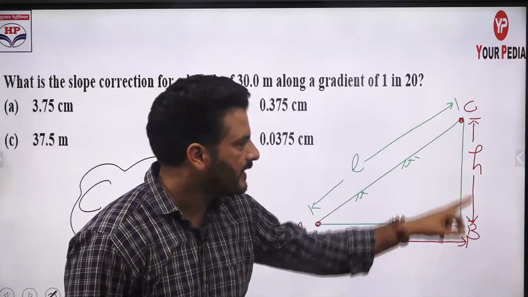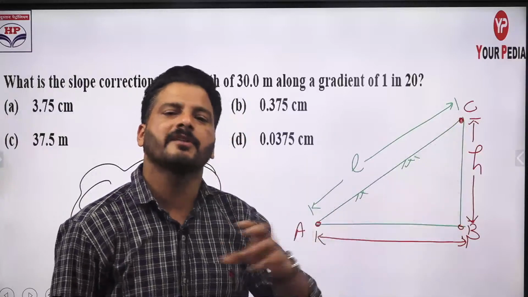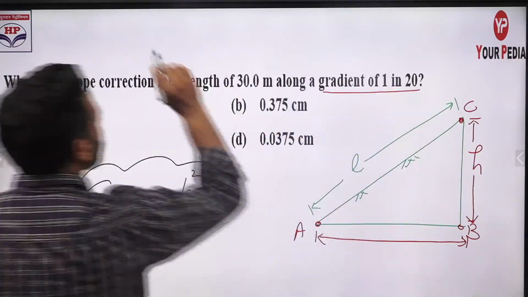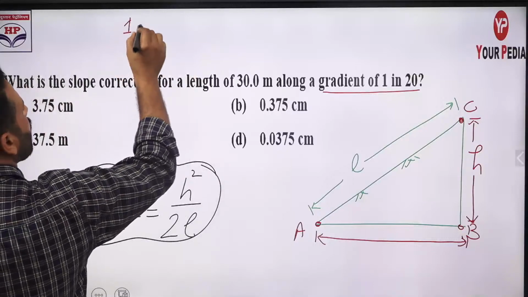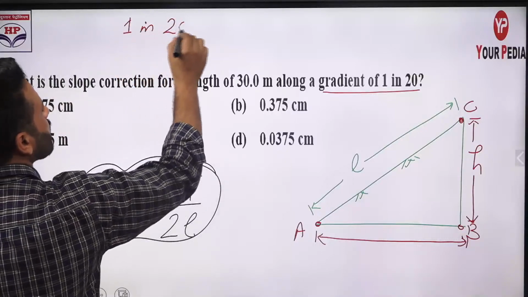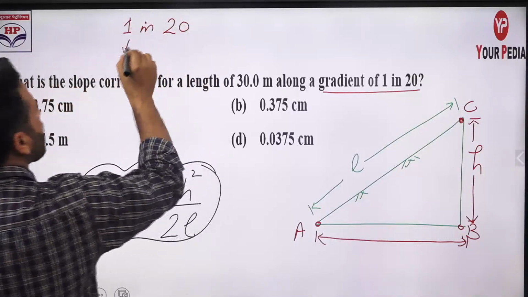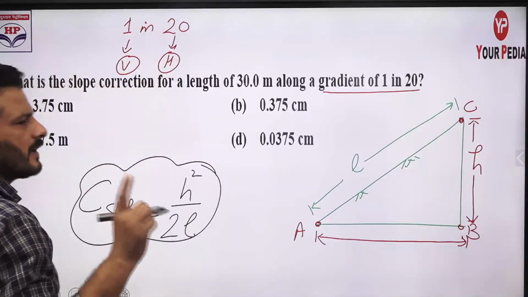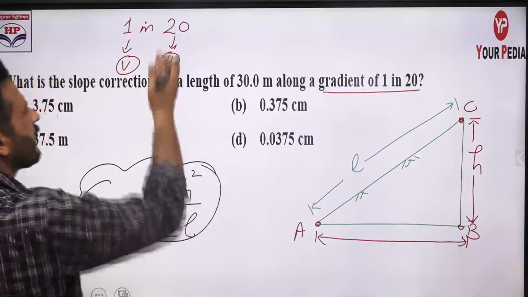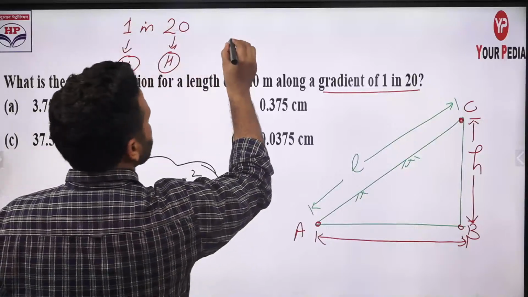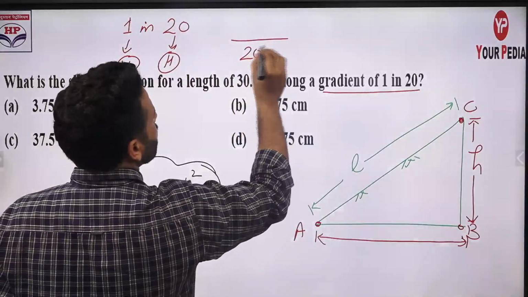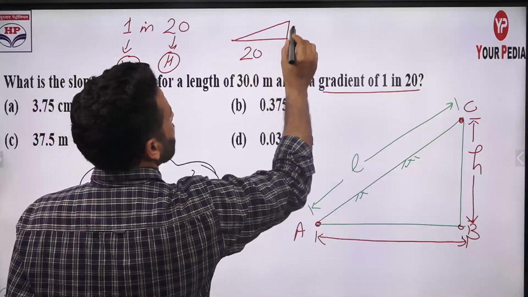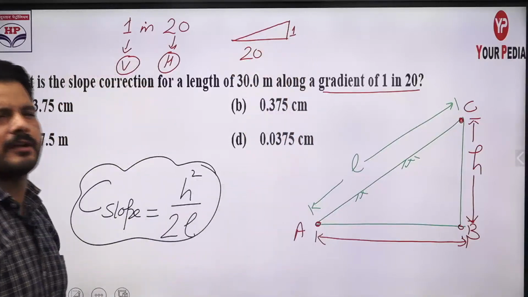What is the level difference between B and C? Let it be small h. The gradient is given in the question. Gradient means the rise or fall along the length of the ground. Gradient always has vertical as 1 unit and then the horizontal unit. If you move 20 units horizontally, you raise yourself by 1 unit, join, and this is the gradient.